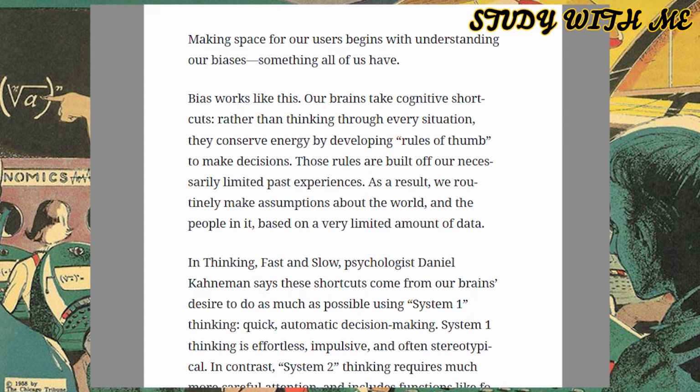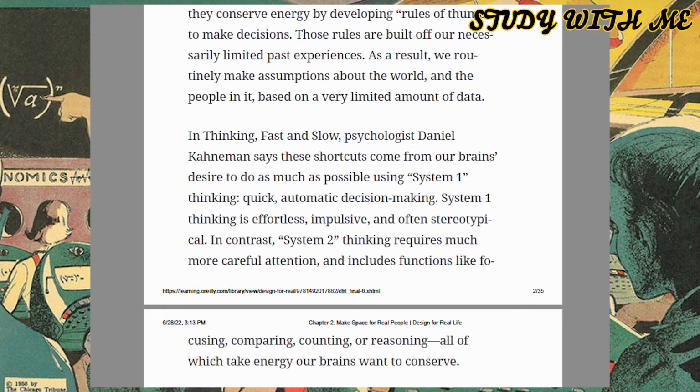Understand your bias. Making space for our users begins with understanding our biases, something all of us have. Bias works like this. Our brains take cognitive shortcuts rather than thinking through every situation. They conserve energy by developing rules of thumb to make decisions. Those rules are built off our necessarily limited past experiences. As a result, we routinely make assumptions about the world and the people in it based on a very limited amount of data.